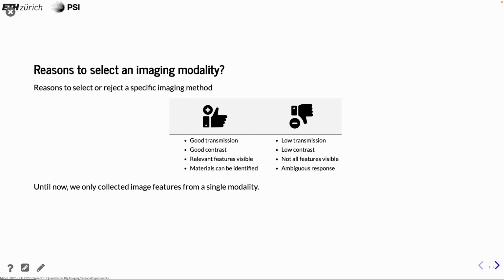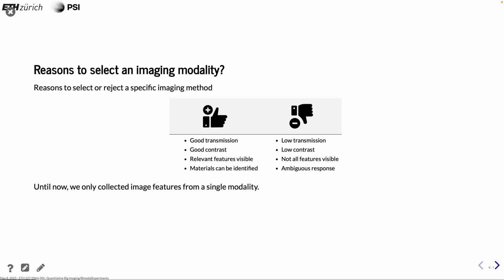Reasons not to choose a modality are, of course, low transmission. You cannot look through the sample as you would like to. Then the contrast between relevant information is too low, and you can't really resolve it in any gray levels. And if not all features are visible, well, then it's quite a useless modality. And you can maybe also get an ambiguous response, where two different materials give the same gray levels.